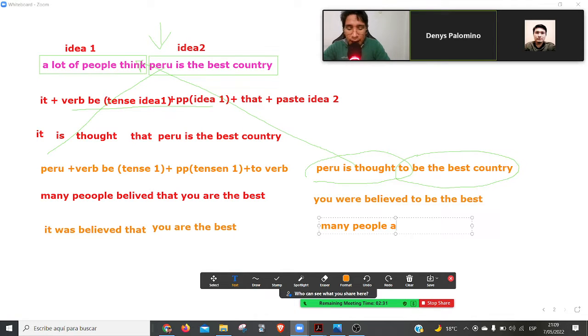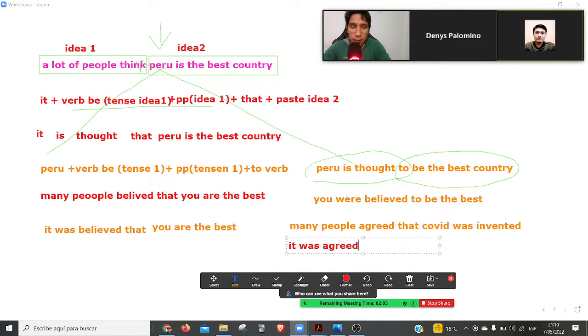Many people agreed that COVID was invented. De que el COVID fue inventado. Ahora cambia. ¿Cómo sería? It was. It was, because many people agreed. It was agreed that COVID was invented.